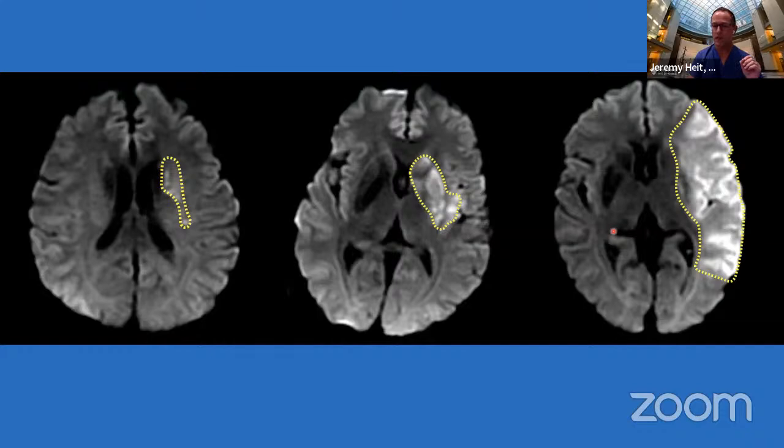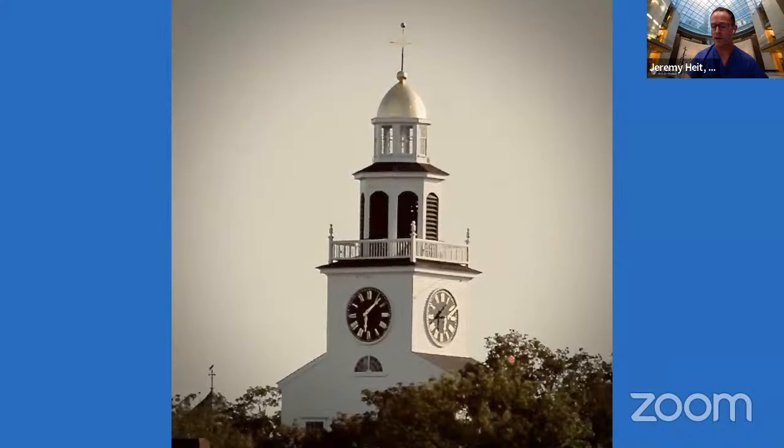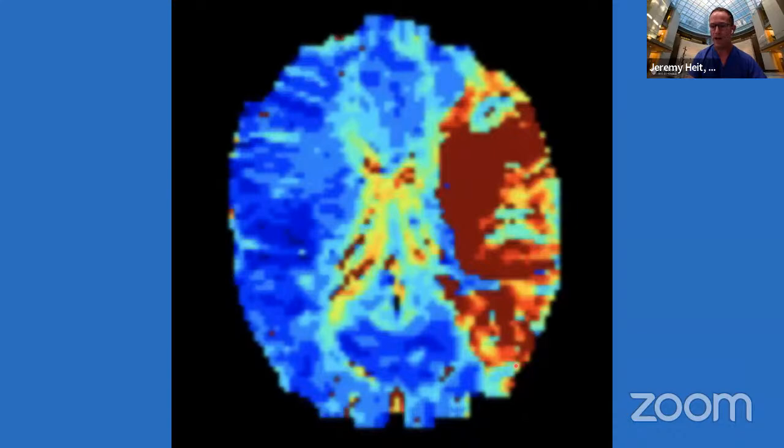And it turns out that how quickly patients grow their core is widely variable. So these are data from DIFFUSE 2. These are patients with ICA or MCA occlusions when their onset time was known. And this is graphing, well, what's the core volume versus time from onset? And it's all over the place. Everyone is totally different. You could be this patient out here at 11 hours with a really small core, or you could be this patient at a little over 2 hours with a huge core. So it depends on our individual physiology. And that's where using physiologic imaging to really understand an individual patient's physiology and profile really matters, rather than relying on something like the clock. So we're moving from the clock into physiologic imaging. And I think that's really the way to think about how we take care of our stroke patients.